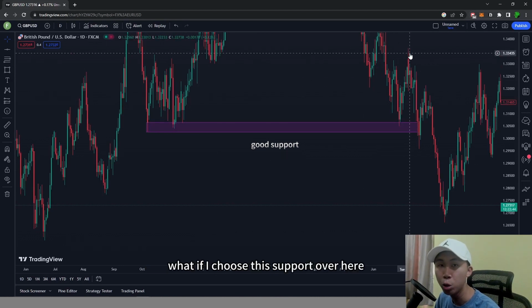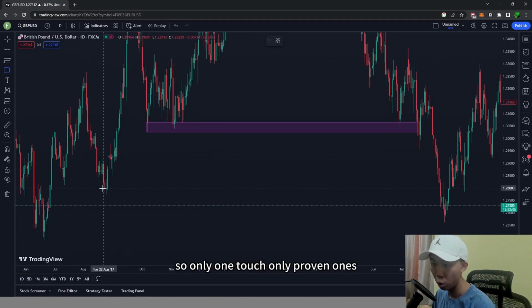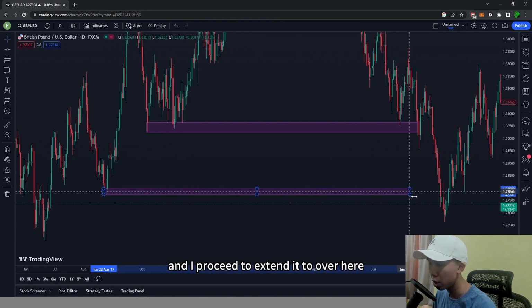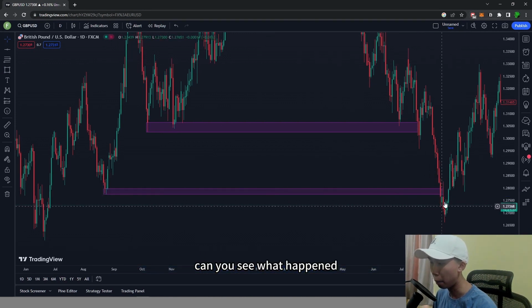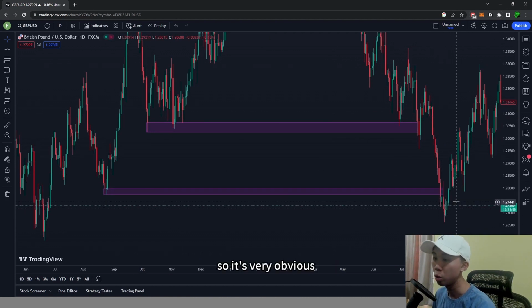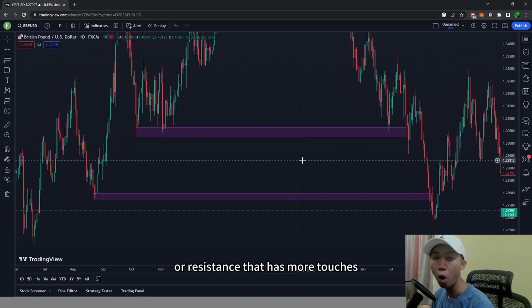What if I choose this support over here that has only 1 touch? Only 1 touch, only proven once, and I proceed to extend it to over here. Can you see what happened? Price pierced through this support without stopping. So it's very obvious. It is always better to choose a support or resistance that has more touches, that has been proven many times.